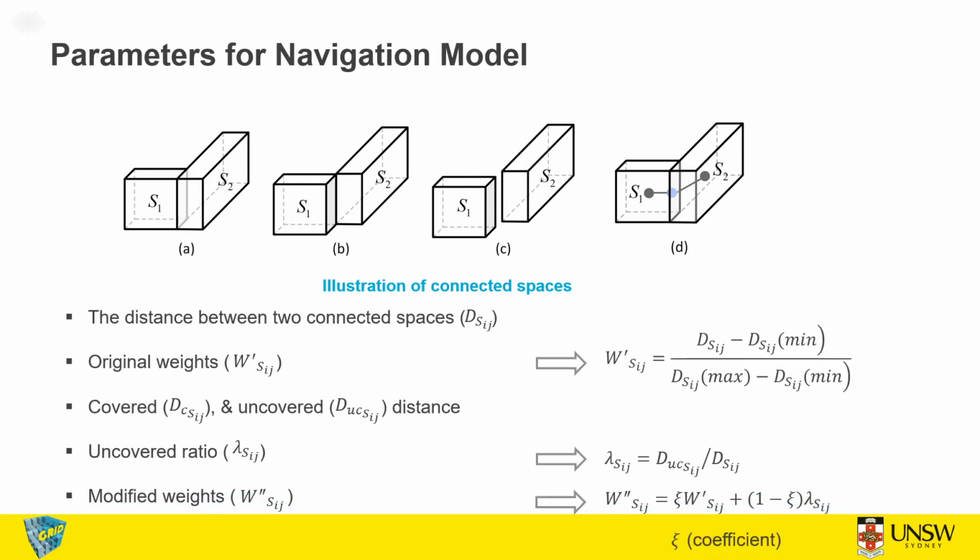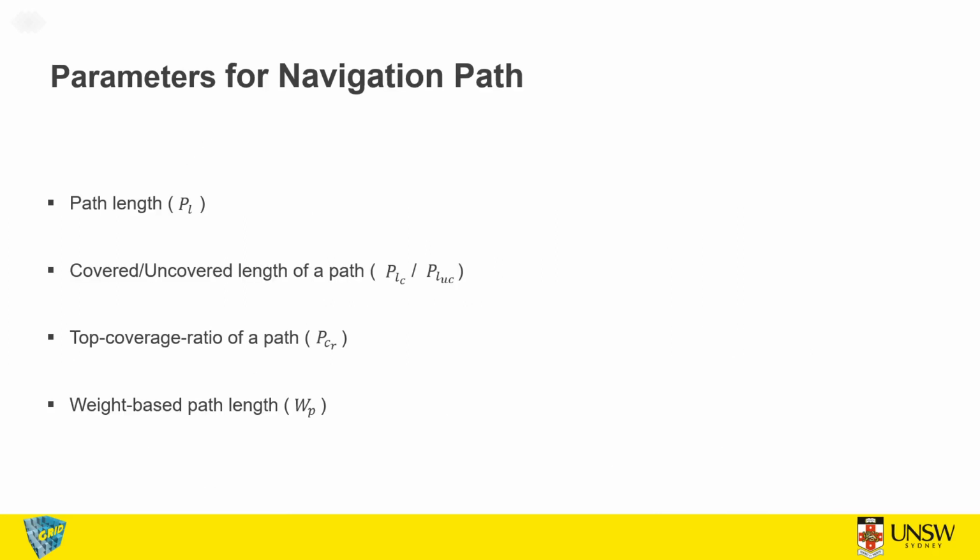To be able to deal with the semi-indoor spaces, we introduce 5 parameters as given on the slide. One parameter estimates the distance between two adjacent spaces. 2 parameters deal with the weights on the edges. 1 parameter evaluates the distance formed by semi-indoor spaces, and 1 for the percentage of top coverage ratio. Furthermore, 4 more parameters are defined for navigation paths.